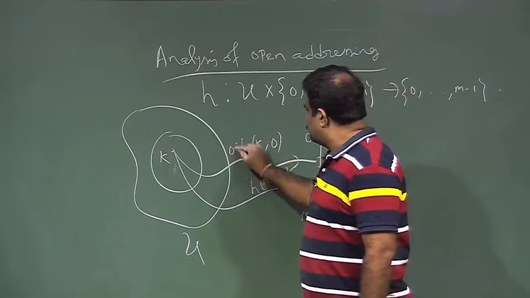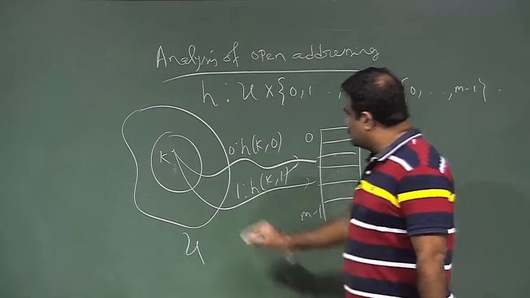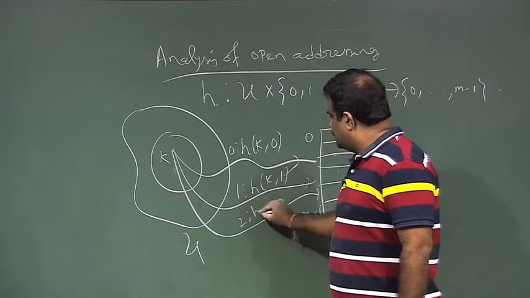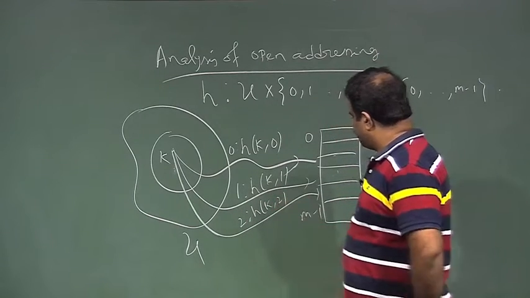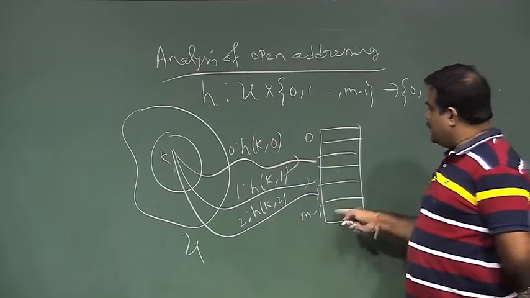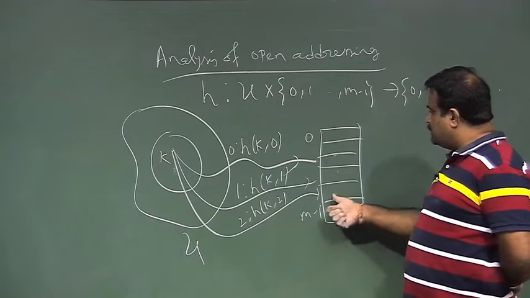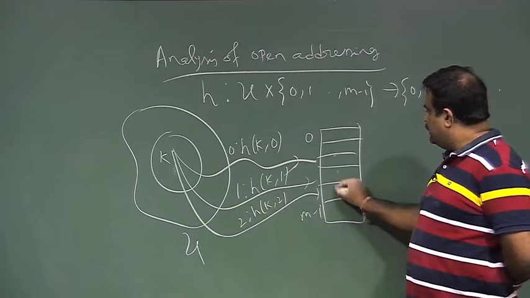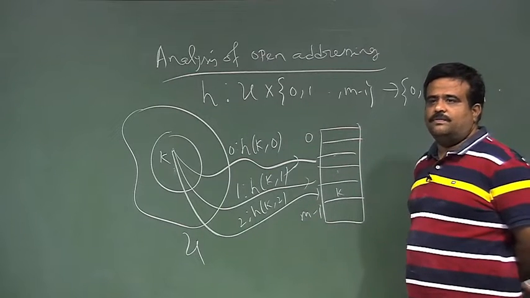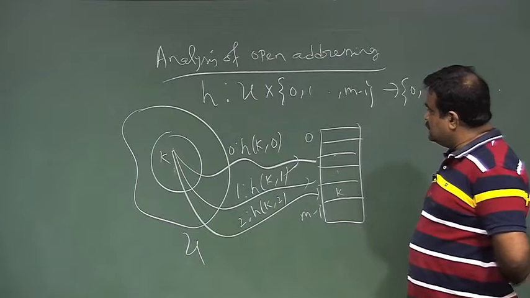This is the 0th probe, this is probe one, and if it is still hitting some occupied slot, then we go for the next probe, h of k comma 2, and this way we continue until we get an empty slot. Once we get an empty slot, we insert the key k over here. We have seen two examples of probing, linear probing and double hashing, in the last class.